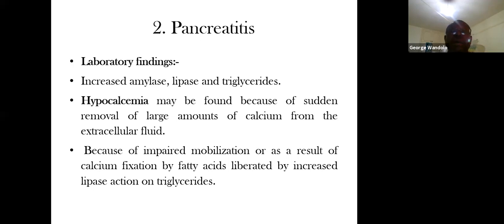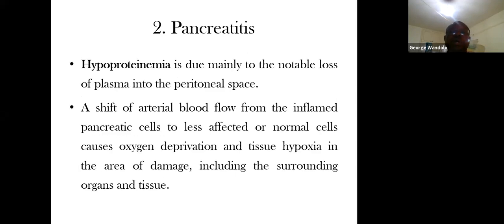So when lipases act on triglycerides, calcium is fixed or utilized, and this reduces the peripheral calcium. So in the laboratory, what we look for is the amylase levels, lipase levels, and the cholesterol levels, okay? We can also look for calcium levels. Or we can also look for protein levels, because of hypoproteinemia, which is due mainly to loss of blood fluid into the edema space, okay? So the peritoneal space usually has loss of protein into it, and this reduces protein in the circulation.